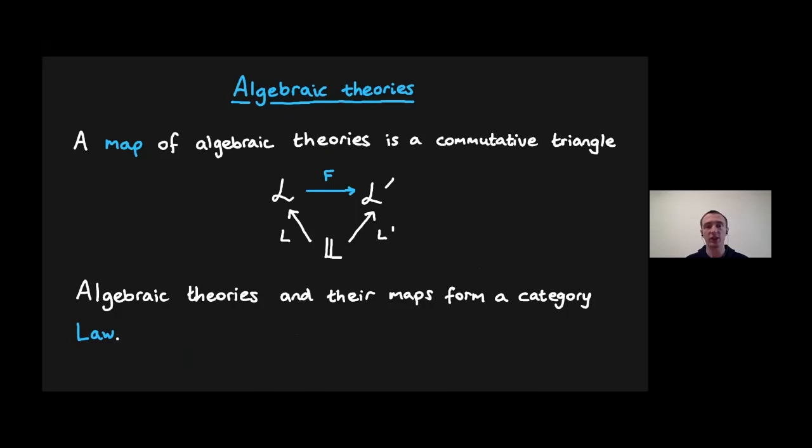Now we can form a category of algebraic theories in the obvious way. We've got this commutative triangle, so functors making these identity-on-objects functors commute. And these form a category which intuitively represents algebraic structures like groups, rings, monoids, etc.